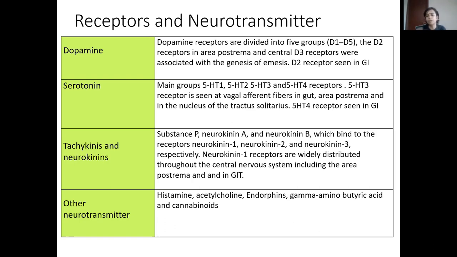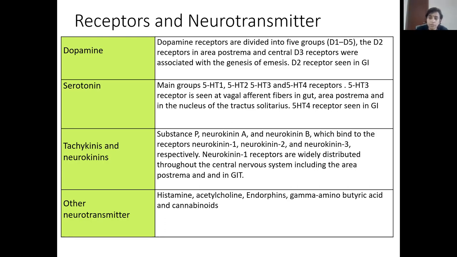That's fine. But after a few practices, you will get a hang of it, why and where. So dopamine can be divided into D1 and D5. And D2 is present in the CTZ. And D2 is also seen in the GIT. So dopamine 2 is the one which we are concerned about. It is present in the CTZ as well as in the GIT.